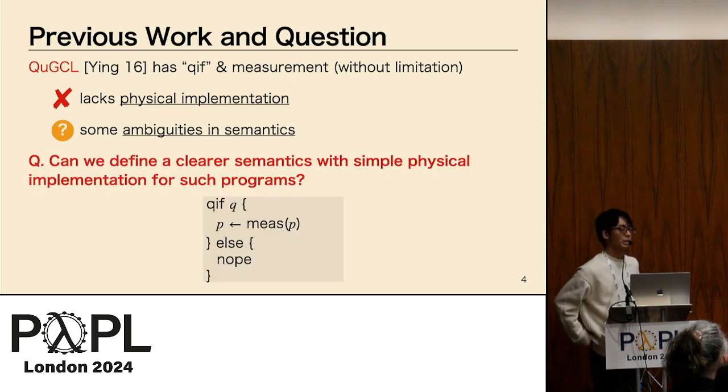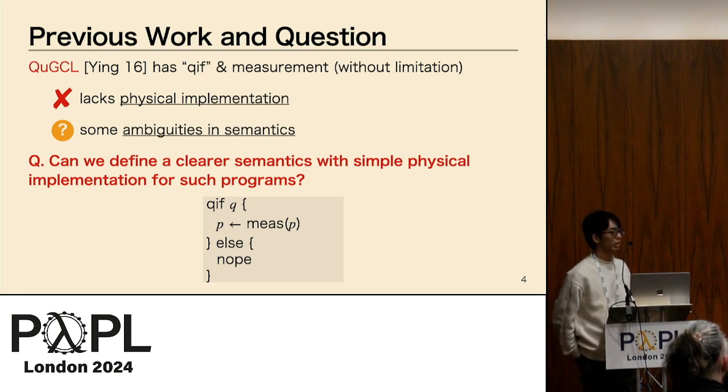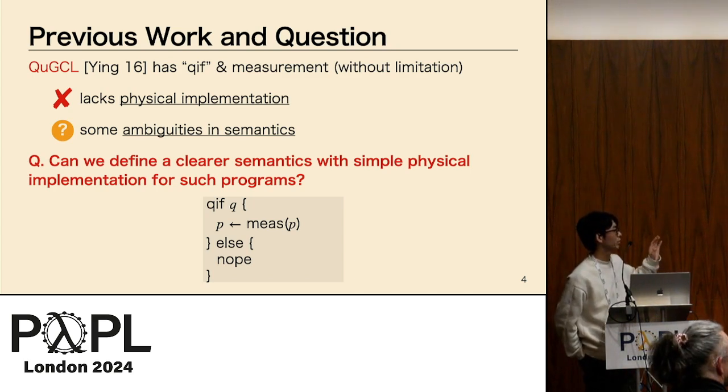So the question we want to address in this talk is, can we define a clear semantics with simple physical implementation for such kind of programs? So what we're going to do is to think about a language which is essentially the same as QGCL, but we're going to give a different semantics with a different approach, and think about different semantics.